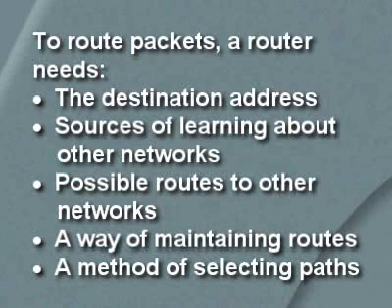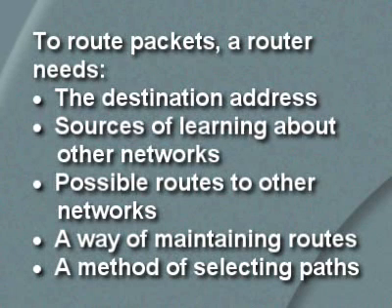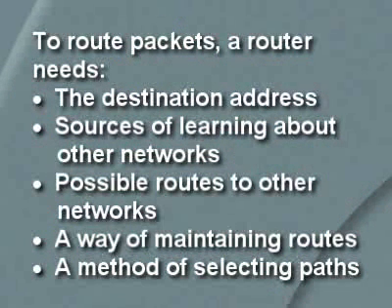Now let's talk about the basics of routing. In order for a router to route, the router must first have destination addresses, second, sources that it can learn from, third, possible routes to the destination, fourth, a method to maintain and keep track of all of the information, and fifth, a method to determine the best path. Let's take a look at the makeup of the routing table.